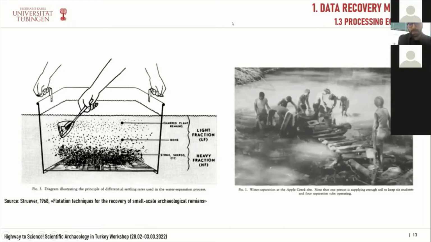Here on the left-hand side, you can see that these charred plant remains are just going up because they are basically empty inside. In that case, someone is holding the water bucket, and another person is scooping this out. This is a method first developed in the 60s, and Stuart Struever was one of the people who developed this method in the 60s at the Apple Creek site.